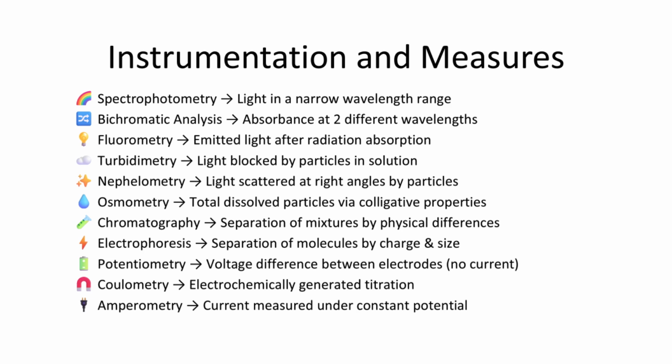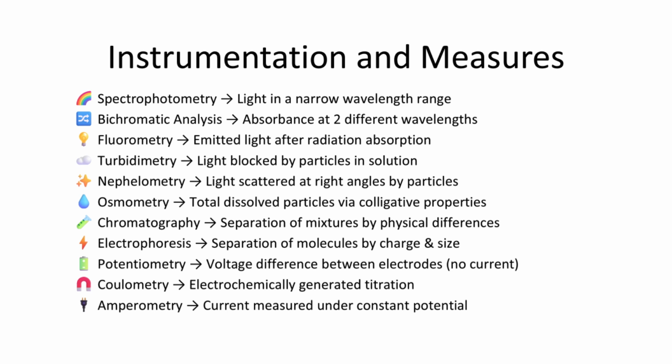Spectrophotometry measures light within a narrow wavelength range. Bichromatic analysis measures absorbance at two different wavelengths. Fluorometry measures light emitted from compounds that absorb electromagnetic radiation and release energy at a longer wavelength. Turbidimetry detects how much light is blocked by particles as it passes through a sample. Nephelometry measures the light scattered by small particles at right angles to the incoming beam. Osmometry measures the total number of dissolved particles in a solution, using colligative properties like freezing point depression or vapor pressure changes.